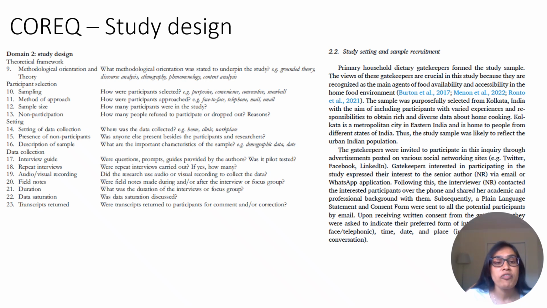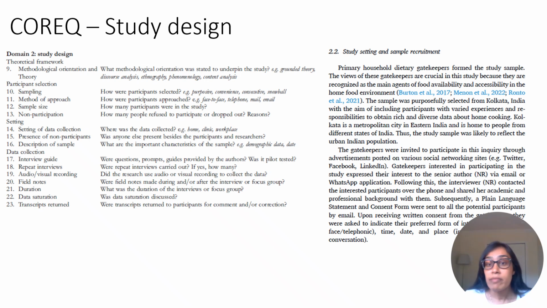Then we have something called the description of the sample. What are the important characteristics of the sample? You can either report it here in brief, and then definitely have to report in results, like socio-demographics: how many were male, female, their age, educational background, income, depending on what your research objective is and what you have already collected data on. So let's read about it here.